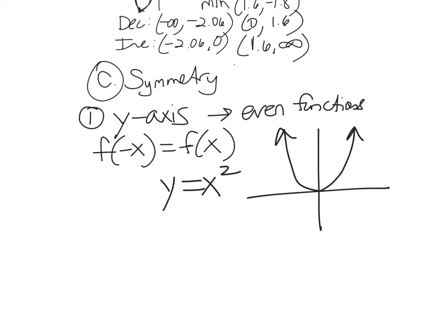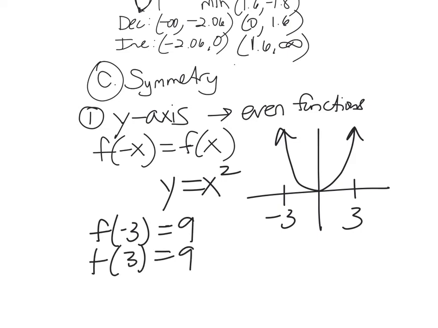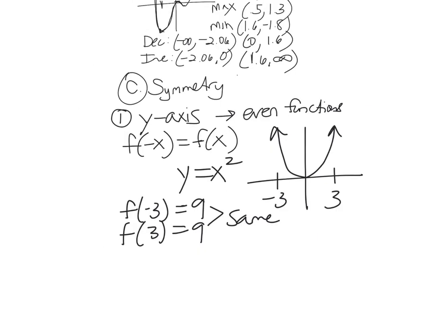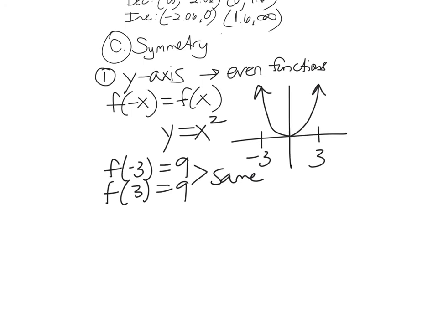And watch, if I plug in x equals negative 3 and x equals positive 3, they're exactly the same y value. Okay? So if I do f of negative 3, I get 9. And I do f of positive 3, I get 9. And these are exactly the same. This is an even function for all values. You can do it two ways. You can either show that something is even algebraically by plugging in negative x, or you can show it graphically by showing that it's symmetric over the y-axis.